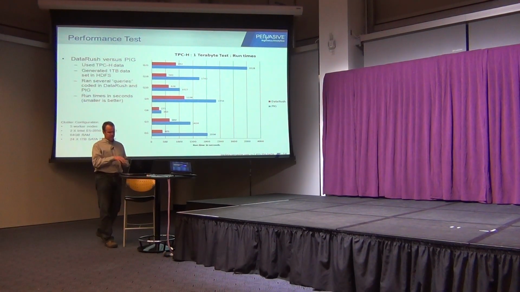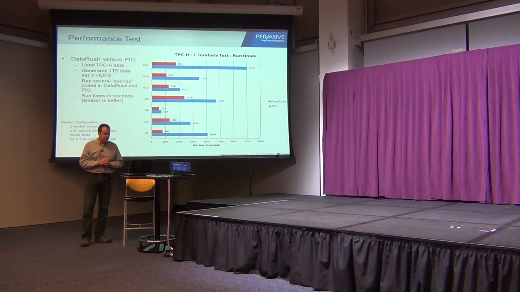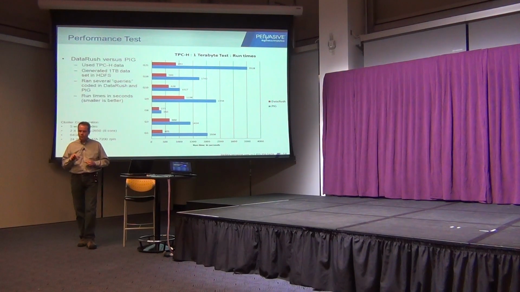So then we ran these tests on our 5-node cluster. It's 5 worker nodes, it's 16 cores per node, 64 gigabytes of RAM on each of the nodes, and 24 1 terabyte disks on each node.